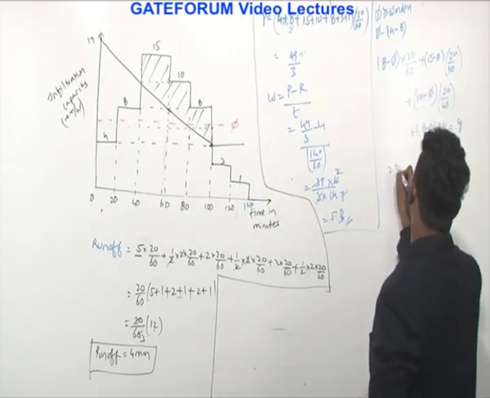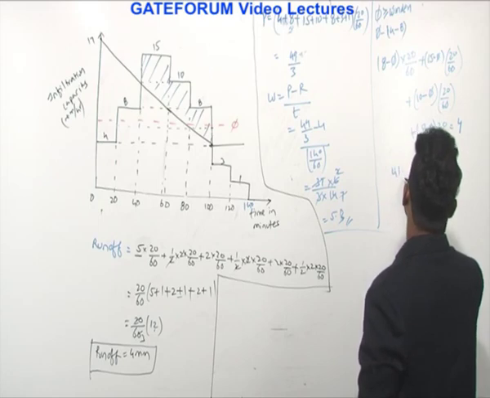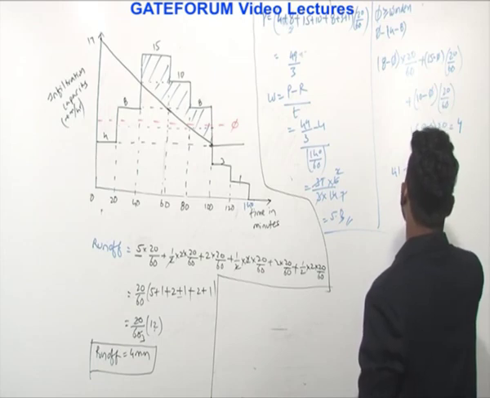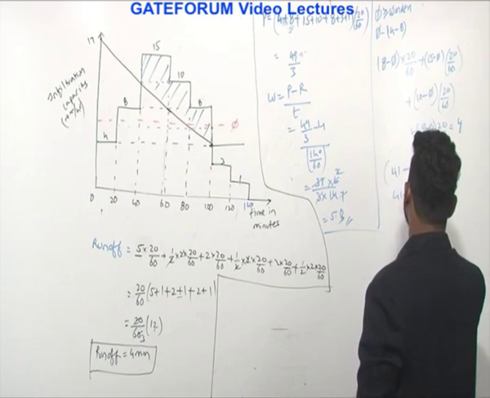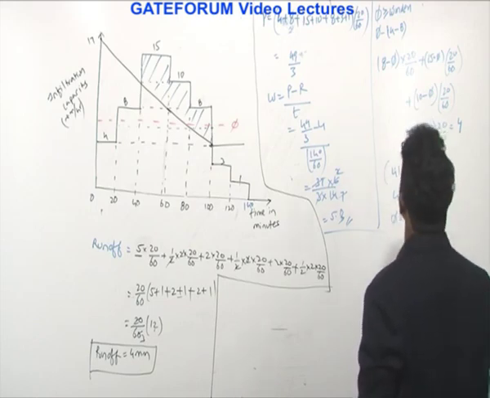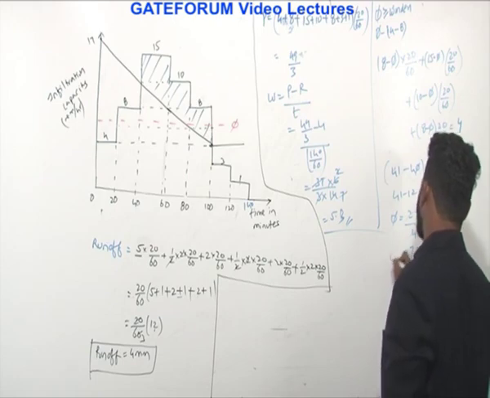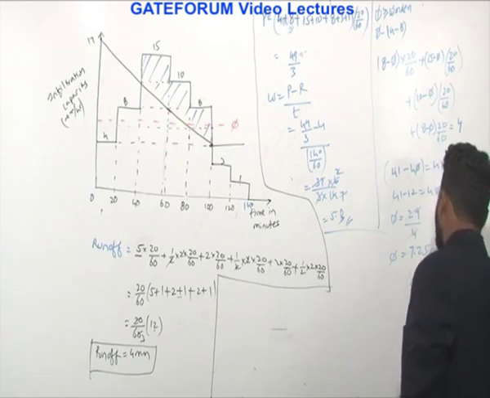8 plus 15, that is 23, plus 10, 33, 33 plus 8 is 41. 41 minus 1, 2, 3, 4, 4 times 5 is equal to 4 multiplied with 3, 12. 41 minus 12 is 29 by 4, that is 7.25, 7.25 mm per hour. That is in the range of 4 to 8.